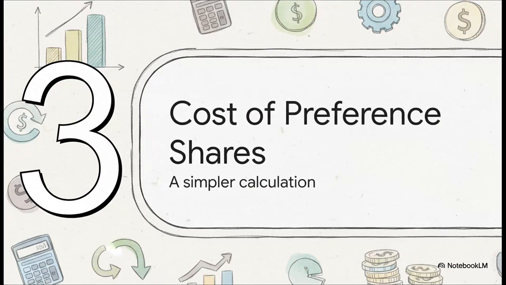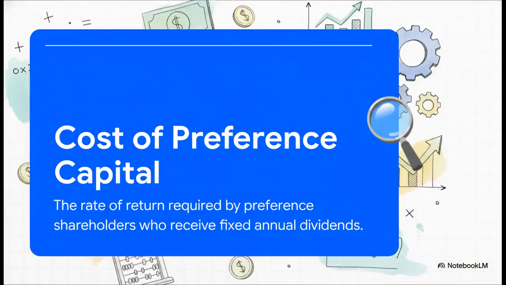All right, next up, the cost of preference shares, or K sub P. And I have some good news for you. This one is way more straightforward. Why? Because preference share dividends are fixed, so we don't have to worry about any growth rates. The magic word here is fixed. Preference shareholders are promised a specific set dividend every single year. It doesn't grow, it doesn't change.